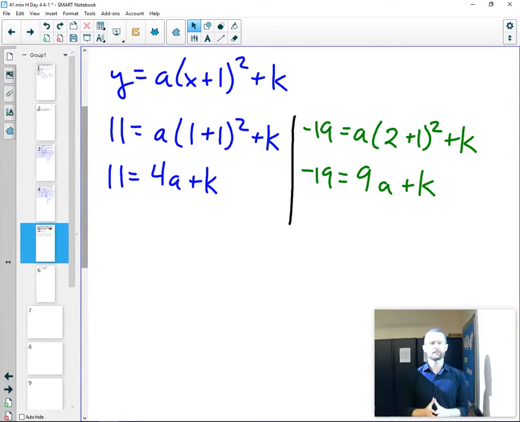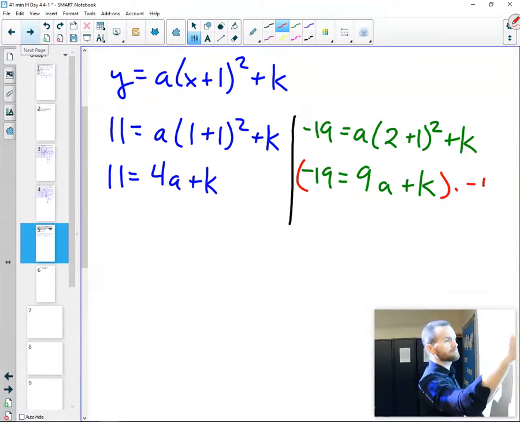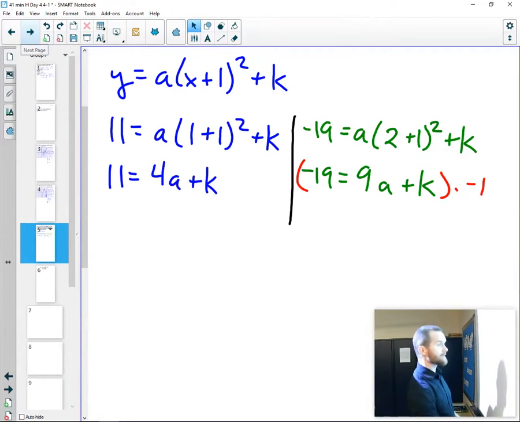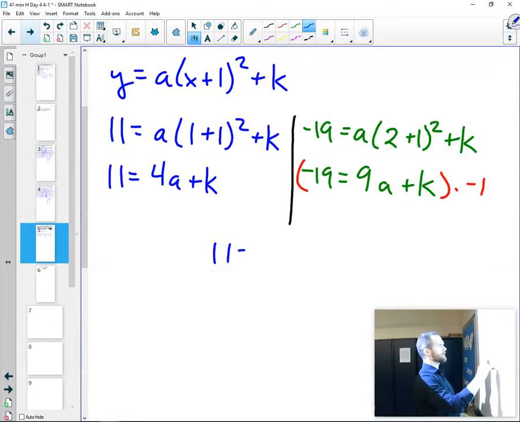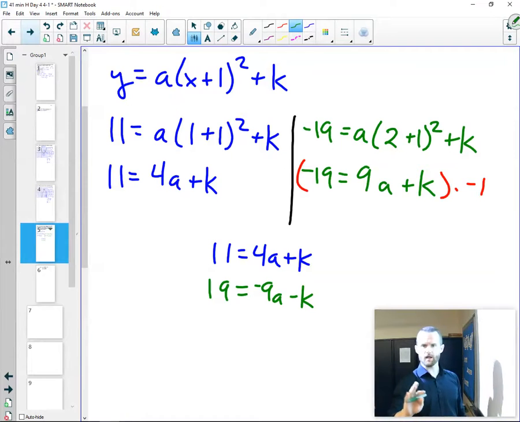It's just a matter of using our elimination skills. Hopefully you're seeing that it's going to be easier to eliminate k. We already have a plus k and a plus k. We just have to multiply one of them by negative 1. I'll multiply the green by negative 1. So the blue stays the same. It's going to be, let me show my work over here. 11 equals 4a plus k. The green equation becomes positive 19 equals negative 9a minus k. Let me double check I didn't make a sign mistake there. Positive, negative, negative. Very good.